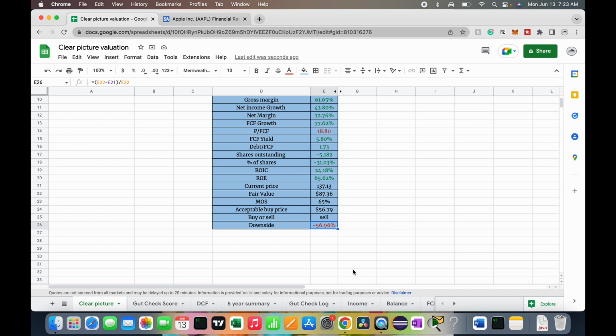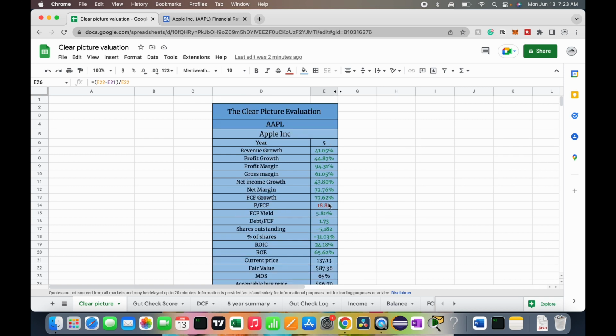I mean, I have shares in Apple, not full shares, but I'm dollar cost averaging into Apple. But for me to actually look at potentially buying a full share of Apple, it needs to drop about 57%.